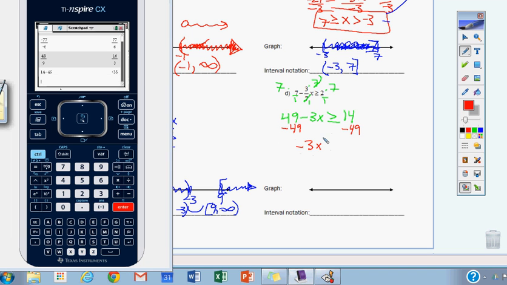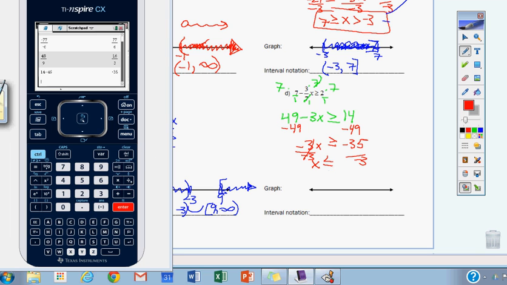Do I flip the sign here? I'm going to let you think about it. Do I flip the sign here? I do not, because I'm not dividing by a negative. I'm just subtracting a number. So I have negative 35. Then I have to divide by negative 3. Okay, so do I flip the sign here? Absolutely, because I'm dividing by a negative. So now this becomes less than.